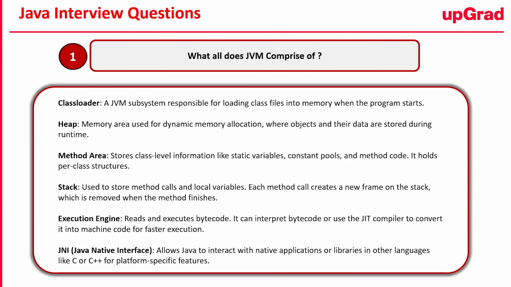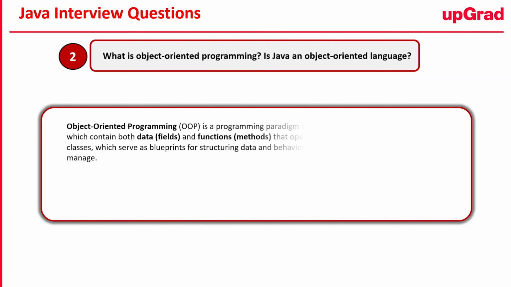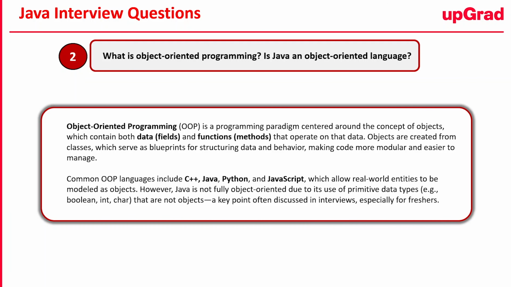Now let's move on to the second question, which is, what is object-oriented programming? Is Java an object-oriented language? When you're asked to explain object-oriented programming in an interview, you can start by saying that it's a programming paradigm or model based on the concepts of objects. Objects are like containers that hold both data and code, that is methods, together. These methods operate on the data within the object, making it easier to access and modify.